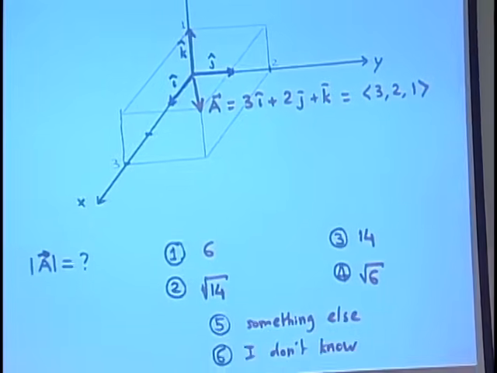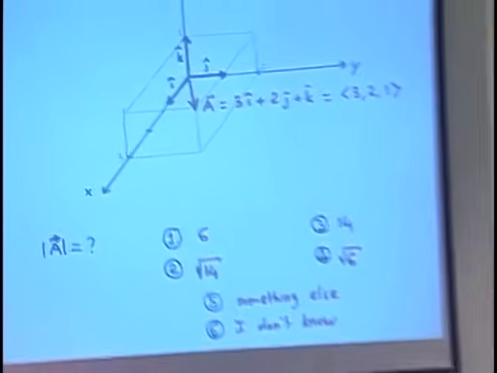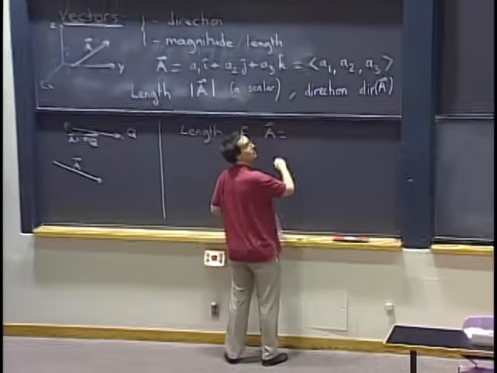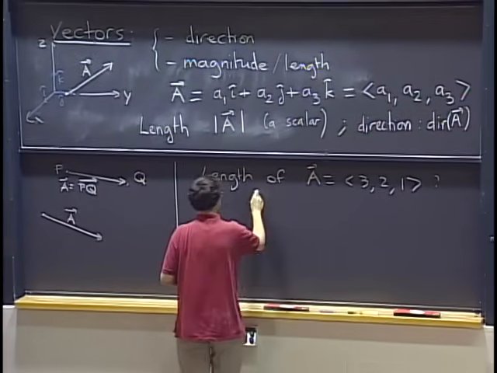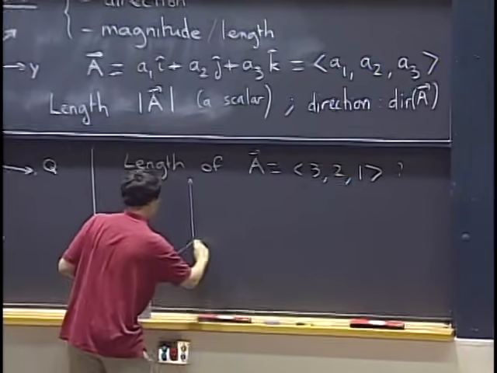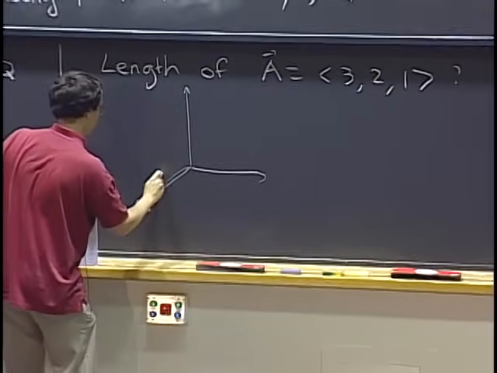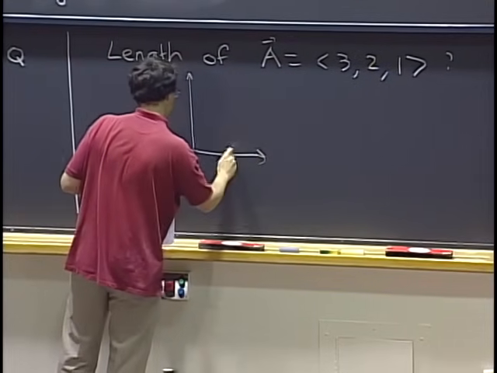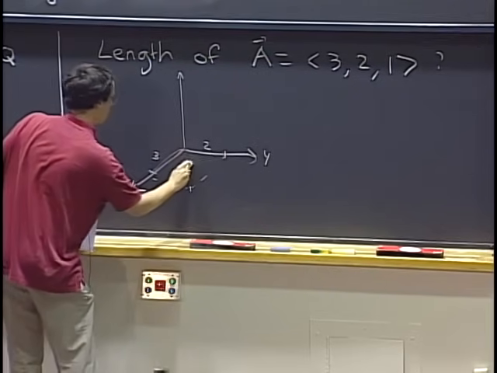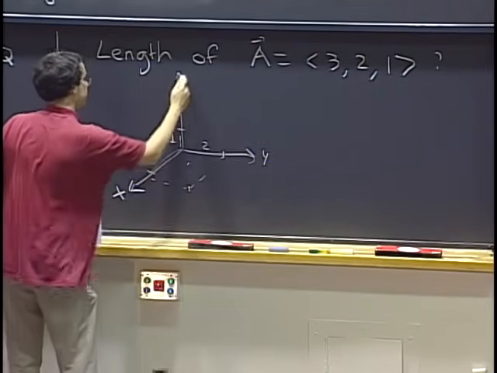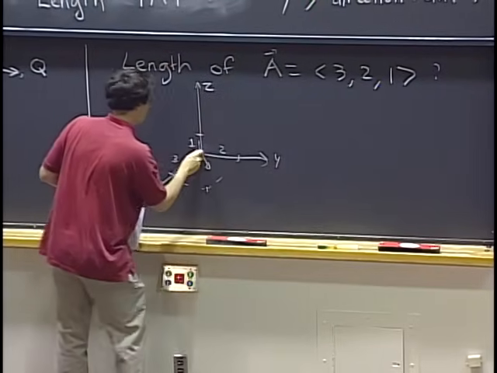So let's see. How do we find the length of a vector 3, 2, 1? Well, this vector A comes towards us along the x-axis by 3 units. It goes to the right along the y-axis by 2 units. And then it goes up by 1 unit along the z-axis. Okay, so it's pointing towards here. That's pretty hard to draw.